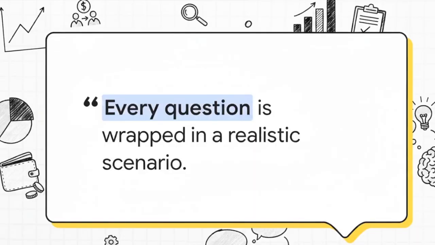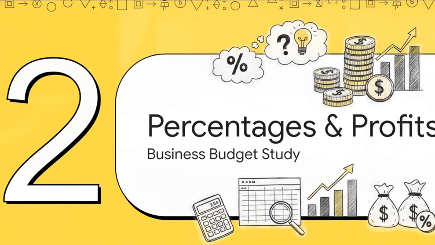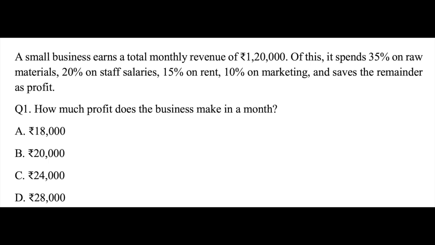You aren't going to be staring at a blank page of random equations. You'll be looking at excerpts that read exactly like the news you consume every day. Stuff like gender wage gap statistics, household budget breakdowns, or survey data. You already navigate this kind of information, so you absolutely have what it takes to solve these. Let's move into our next focus, mastering percentages and profits, using a classic business budget case study. Let's put this right into practice.